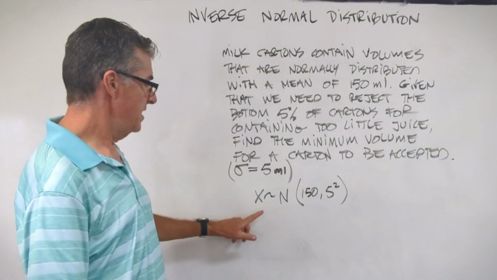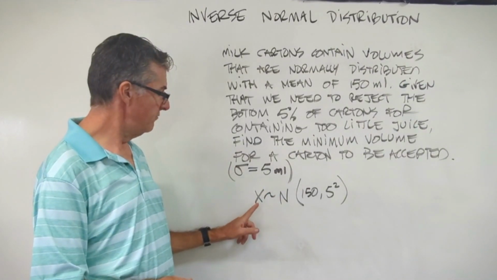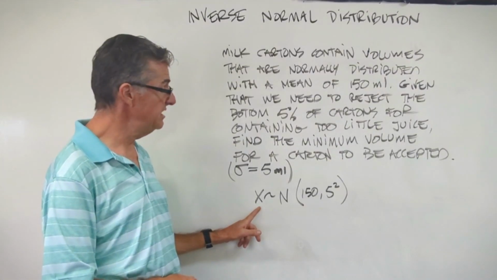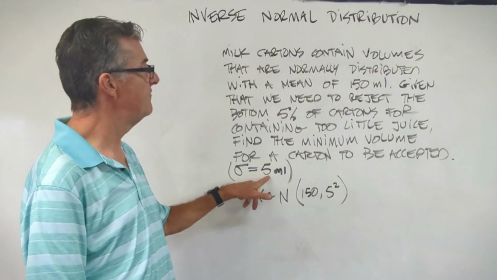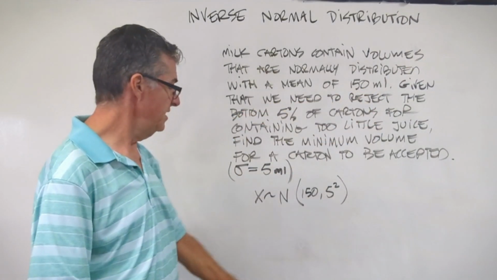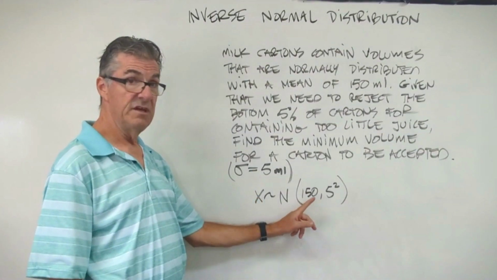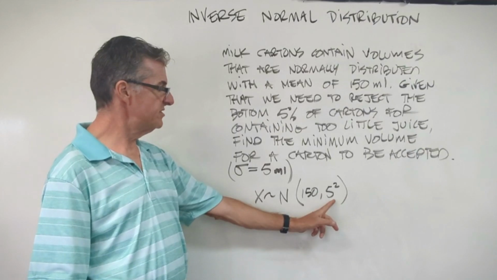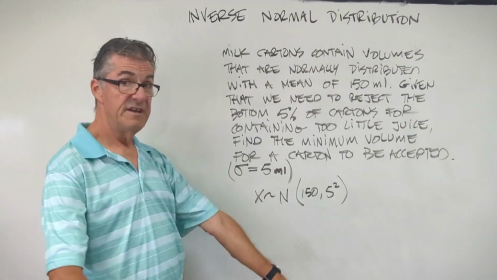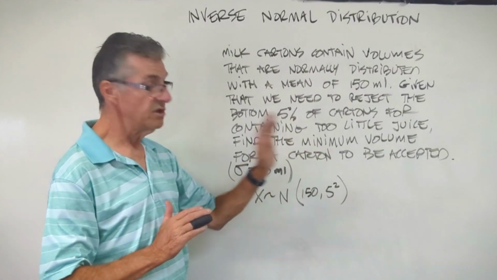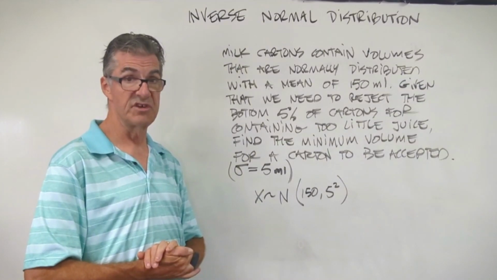So here's an articulation of that. Random variable x, notice how we're not in z-land anymore because we have a standard deviation of 5 and a mean of 150. Random variable x, normal distribution, 150 for our mean. Our variance is 5 squared. Now, see if you can write the notation for the problem that we're being asked to solve.